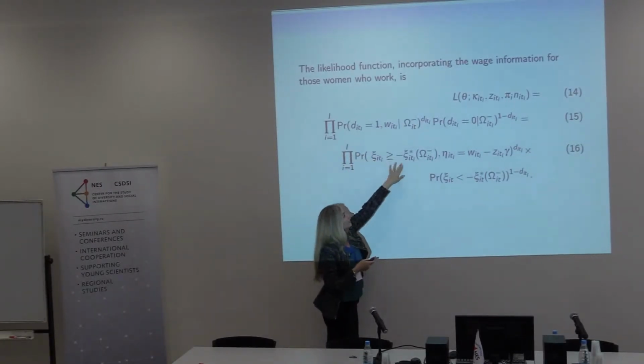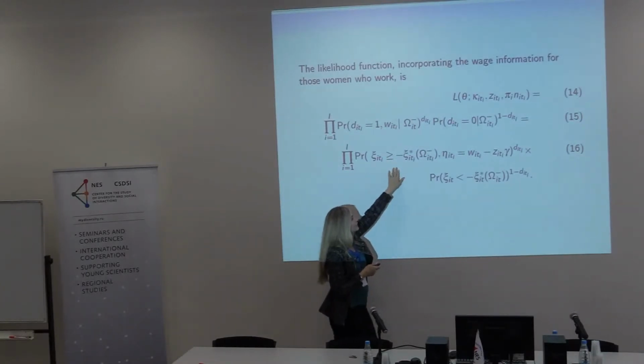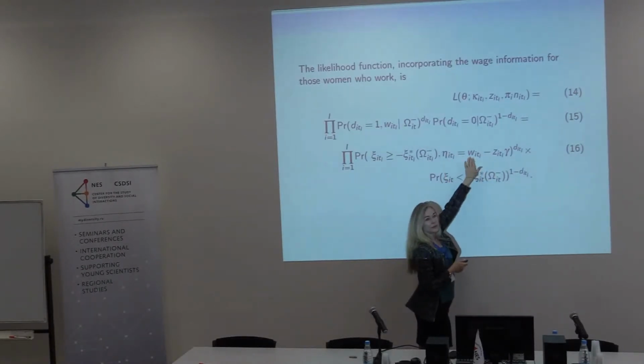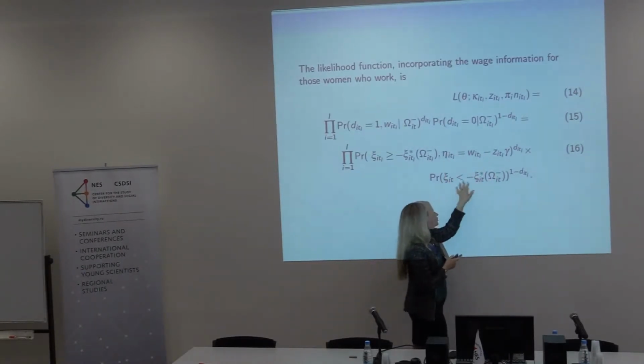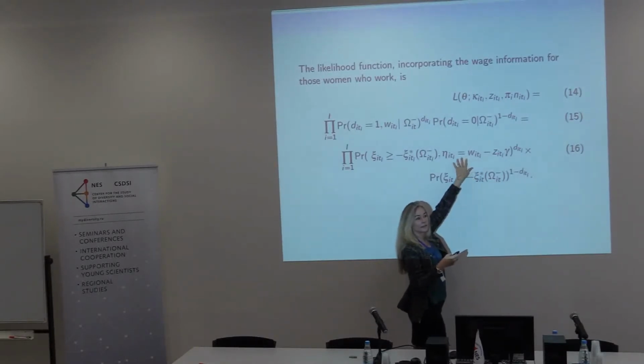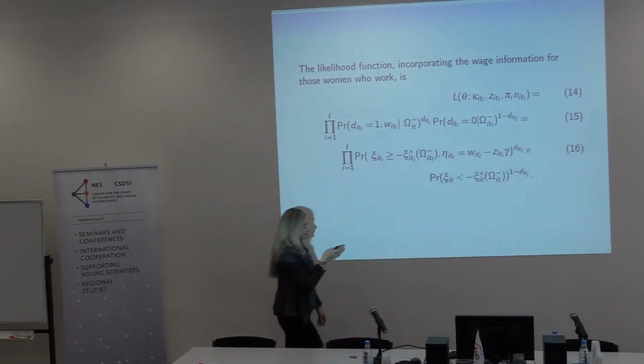But so if the woman works, you see her wage. So you've got the probability she chooses to work. So this is the joint probability that she works and that her wage takes this value. And if she doesn't work, you only know she doesn't work. So you only have the probability she doesn't work. So you have more information if she works, because you have the wage. Okay, so the likelihood has these two parts.